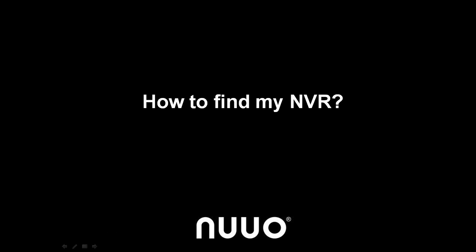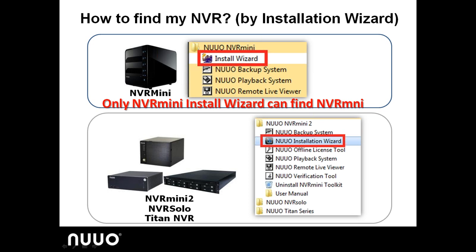Okay, first is how to find my NVR. User may find the NVR by installation wizard. The installation wizard is included in the NUUO application. So user needs to download the application from the NUUO website first and install it. Then we can find the installation wizard in the Windows Start program list.